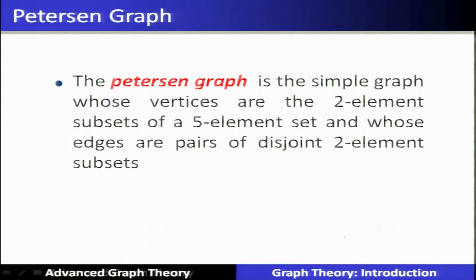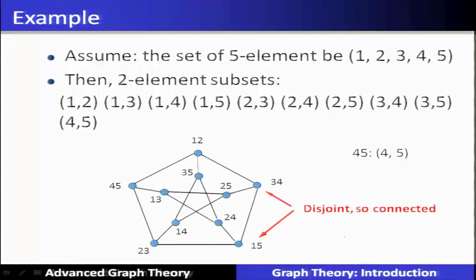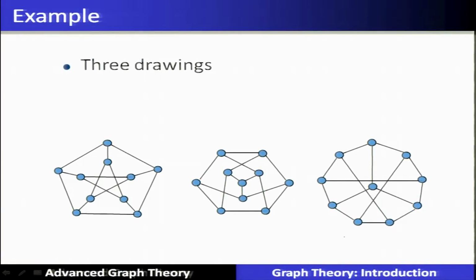Now, another special graph which we are going to mention is called the Petersen graph. The Petersen graph is a simple graph whose vertices are the 2-element subsets of a 5-element set and whose edges are the pairs of disjoint 2-element subsets. This is an example of a Petersen graph. Here is the diagram of a Petersen graph, and different drawings of a Petersen graph are also given.